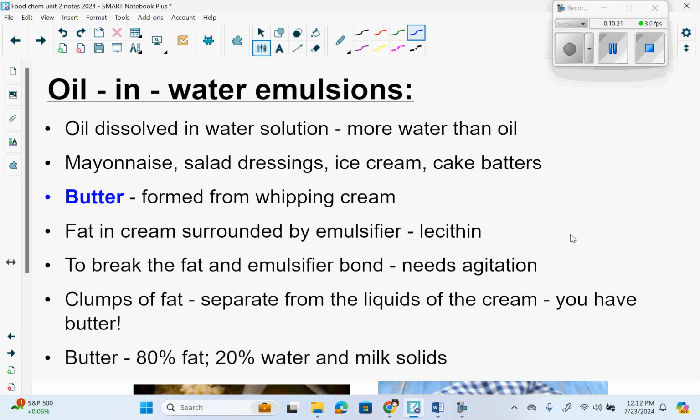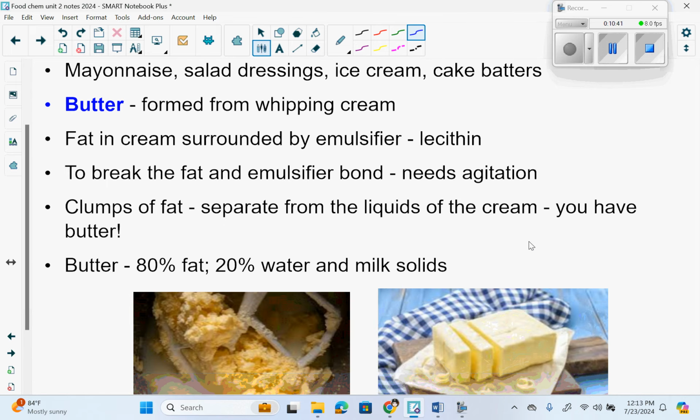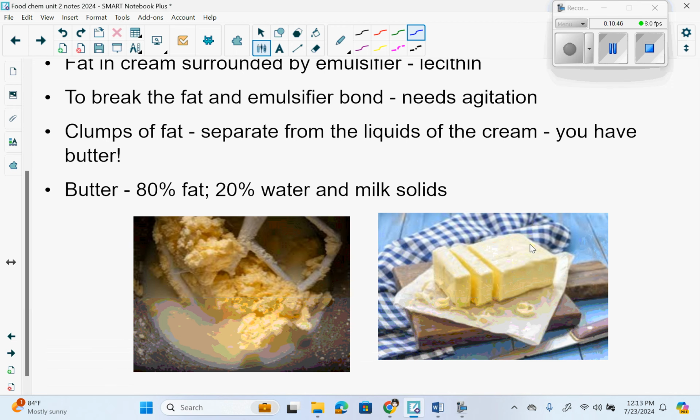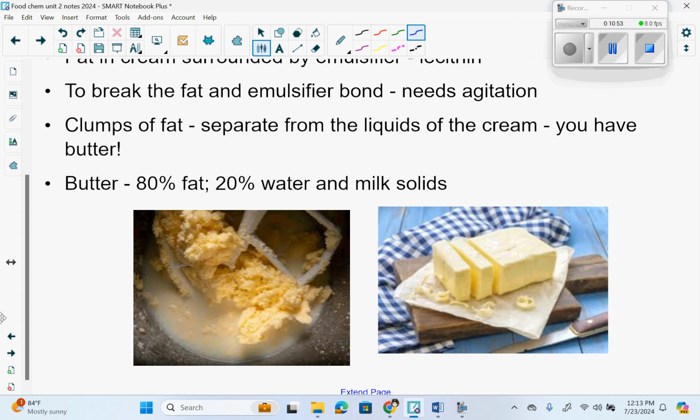So let's look at butter. This is formed from whipping cream. The fat in the cream is surrounded by an emulsifier or lecithin. To break the fat and emulsifier bond, you need agitation. So you could use a hand beater, right, or a blender or a mixer. The clumps of fat will separate from the liquids of the cream, and you have butter. And butter is about 80% fat, 20% water and milk solids. So this is what it looks like after you beat the cream for a long time, and then you could form it into these sticks of butter.